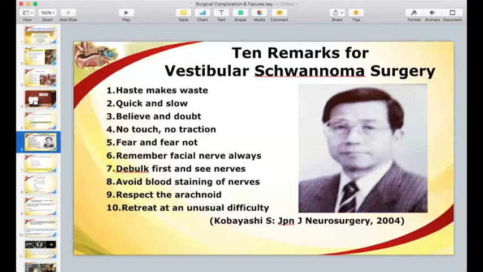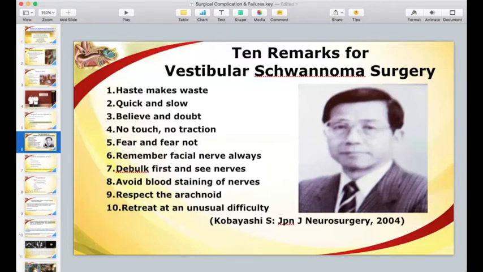Believe and doubt. No touch, no traction. Fear and fear not. Remember facial nerve always. Debulk first and see the nerves. Avoid blood staining of nerves. Respect the arachnoid. And retreat at an unusual difficulty. You want to save the patient's life. So these are beautiful remarks which are very useful.